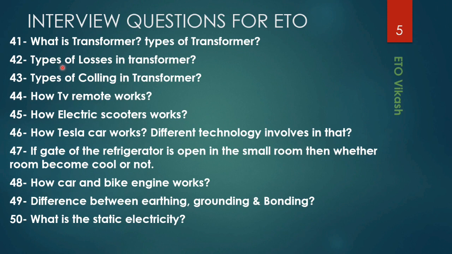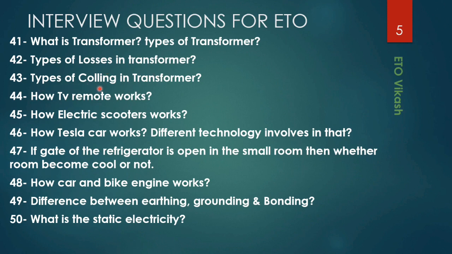Now, types of losses in the transformer. Losses in a transformer you can see in detail: copper loss and iron loss. Iron loss is your hysteresis loss and eddy current loss, and there are stray losses and dielectric losses.